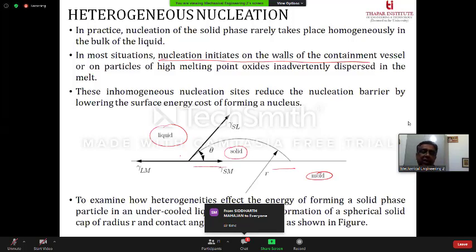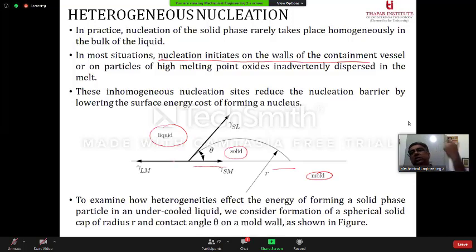Now in homogeneous nucleation, there was a single front, a front between solid and liquid. But now there are 3 fronts. What are the 3 fronts? There is a liquid and mold front over here, there is a solid and mold front over here, and there is a liquid and solid front acting over here.